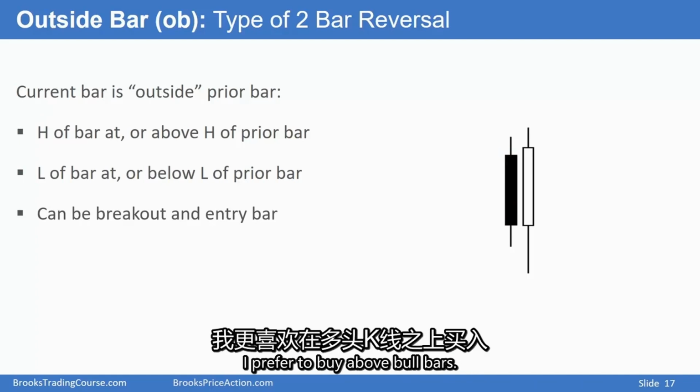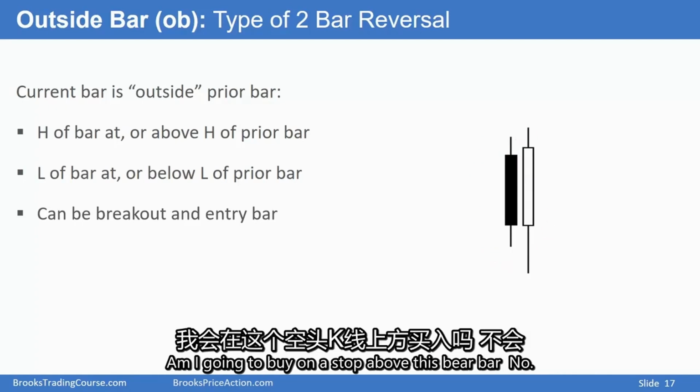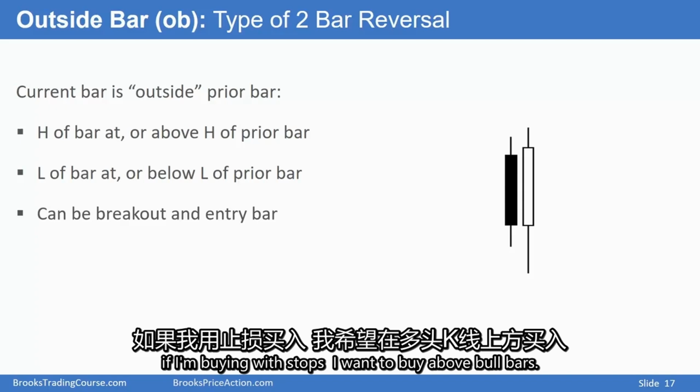I prefer to buy above bull bars. If I'm buying and I just look at these two bars, where am I going to buy? Am I going to buy on a stop above this bear bar? No. I might buy on a stop above the bull bar, because in general, if I'm buying with stops, I want to buy above bull bars.